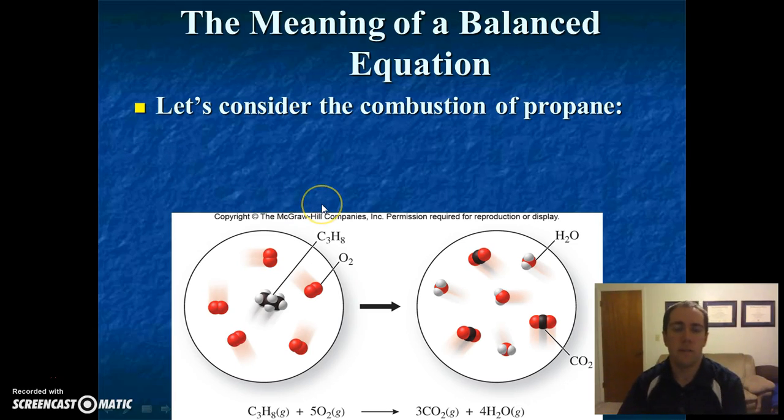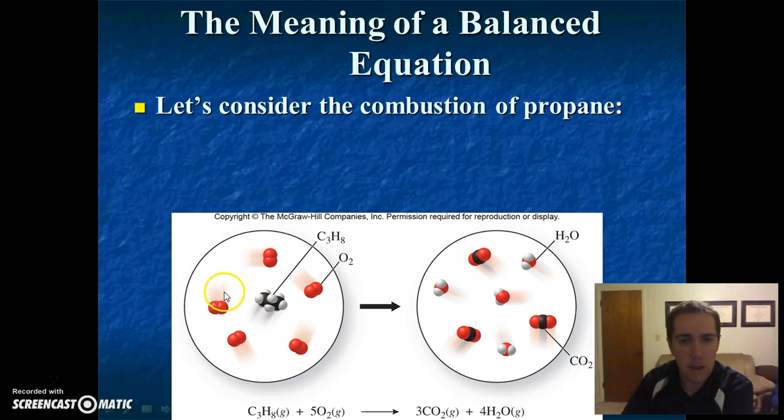So let's look at an example. This is just the burning of propane, and this is a combustion reaction. We can look at this and show this multiple ways. So first, let's just look at the picture. What this is showing is that we have some reactants over here and the products on the right. So in terms of a recipe, we generally figure out what we want to make and then figure out what we need to make it. So we want to make 3 carbon dioxides and 4 waters. So what do we need in order to make those things?